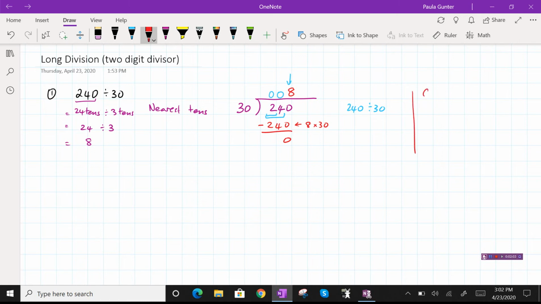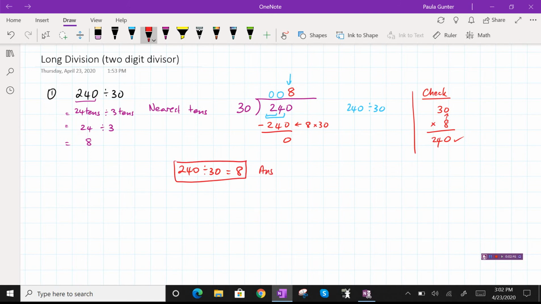You can always check your answer. And we check by writing or finding this product. And we end up 8 times 0 is 0. Do remember when multiplying, we multiply starting from the right and move to the left. So 8 times 0 is 0. Now 8 times 3 is 24. And so we know that our answer for 240 divided by 30 was simply 8. And that's correct.